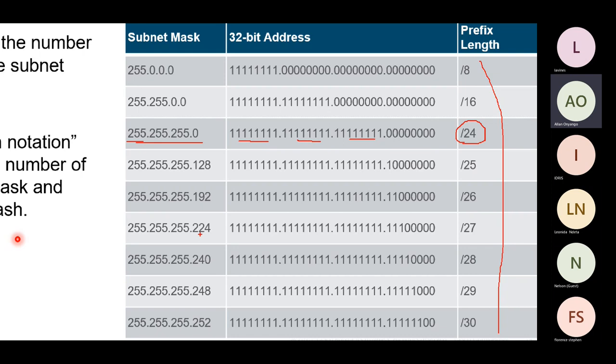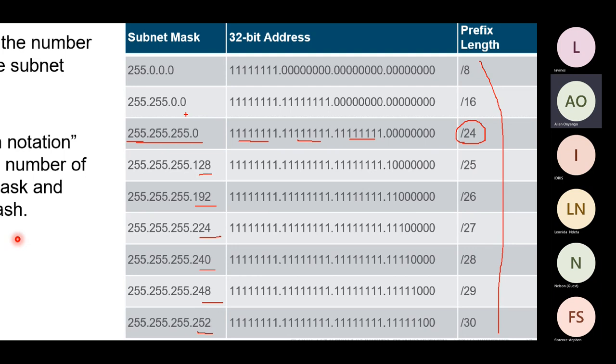Remember, when we're doing addition of the multiples of two, we say the first number is 128. Plus 64, 192. Plus 32, 224. Plus 16, 240. Plus 8, 248. Plus 4, 252. And this is the last subnet mask we'll ever find. So all your subnet masks will either end with 0, or 128, or 192, or 224, or 240, or 248, or 252. All of them.